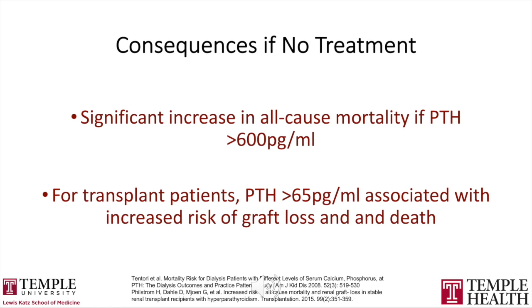So, patients with end-stage renal disease on dialysis will oftentimes develop secondary hyperparathyroidism. And we do know overall that there are some consequences to not treating these patients. So, there is a significant increase in all-cause mortality in this patient population if the parathyroid hormone level is greater than 600. For patients who are getting a transplant, a PTH of greater than 65 is associated with an increased risk of graft loss and an increased risk of patient death. So the stakes are still very high, even though these patients present with perhaps less overwhelming symptoms than the patients with primary disease.